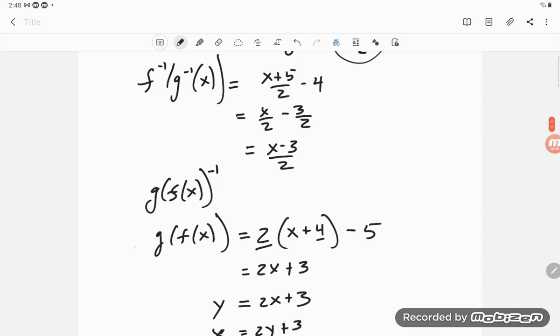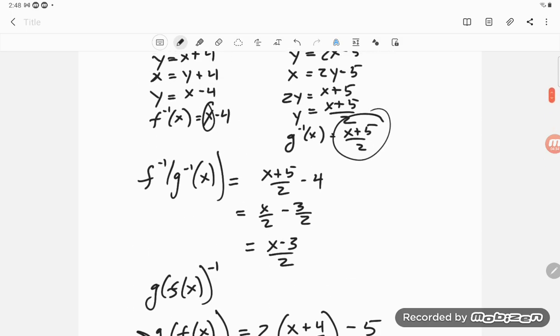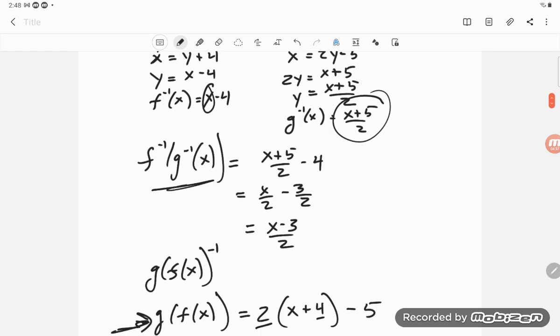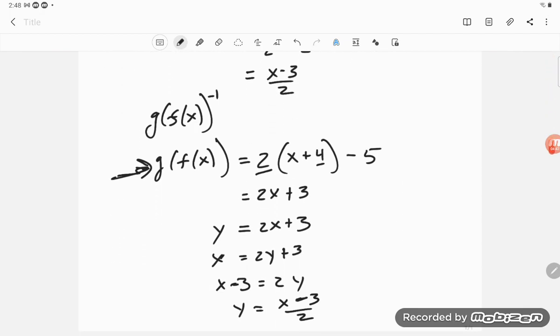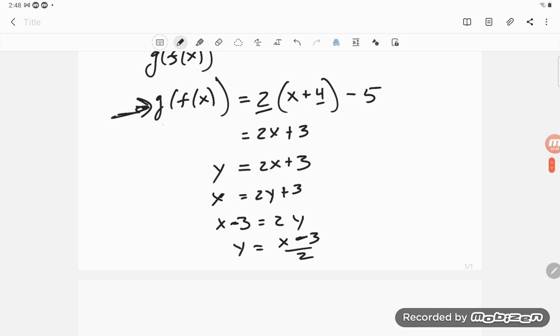So, see, I knew that I needed the inverse function of that to get this. So I had two ways to do it. I could compute each inverse function separately and then compose them, or do this composition and then determine the inverse function. So either way will work, and that is exercise 80.